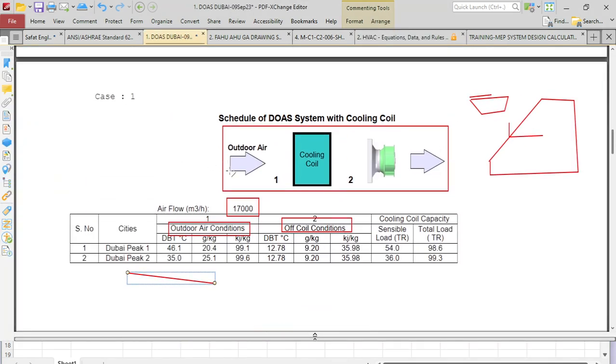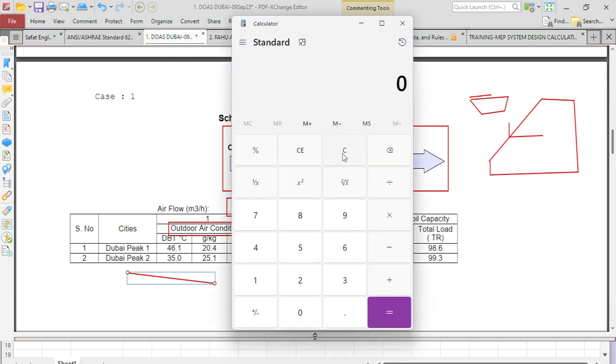If I go here, CFM is nothing but 17,000 meter cube per hour. So to convert 17,000 meter cube per hour, divide by 1.7. So this is my CFM, right? Clear, right? To convert from meter cube per hour to CFM, divide by 1.7.